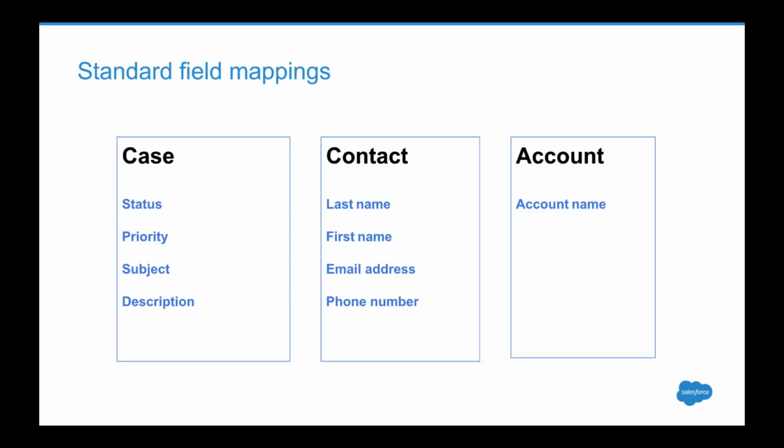Standard field mapping. These are the fields that you do not need to touch after you've enabled Desk Connect. These are mapped automatically. So if you turn Desk Connect on and you don't do any field mapping, you will still be able to see these fields mapped automatically on their own. The status, priority, subject, and description on the case will be mapped automatically. For the contact, the first and last name, obviously, the email address and the phone number are mapped automatically. And for the account, we only sync the account name between the two orgs.